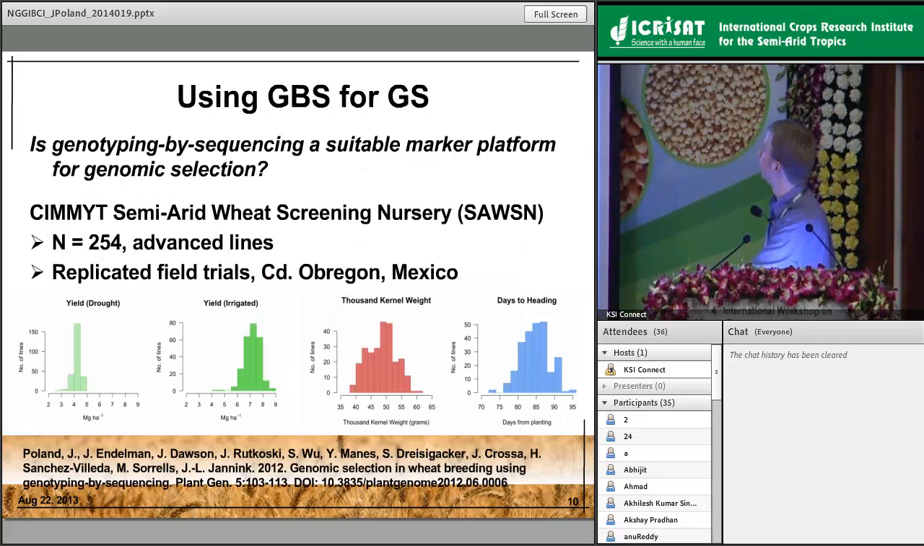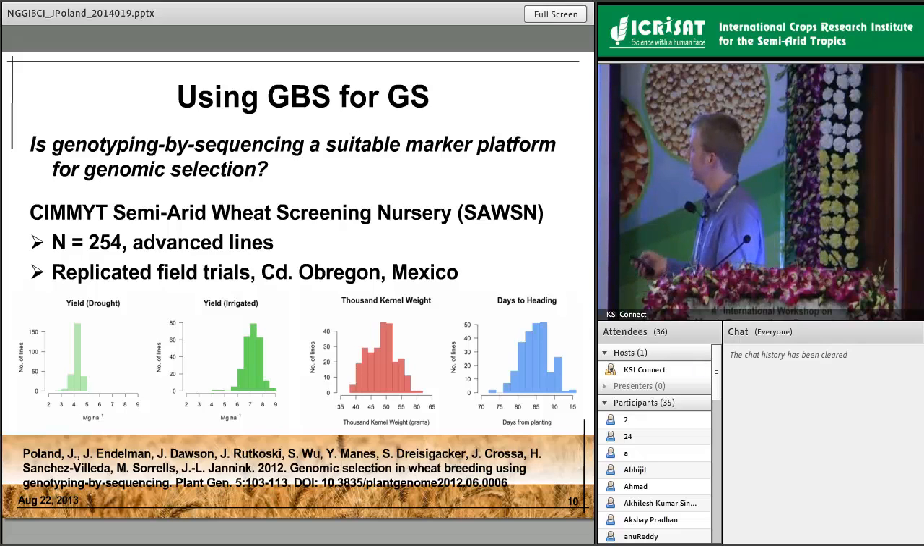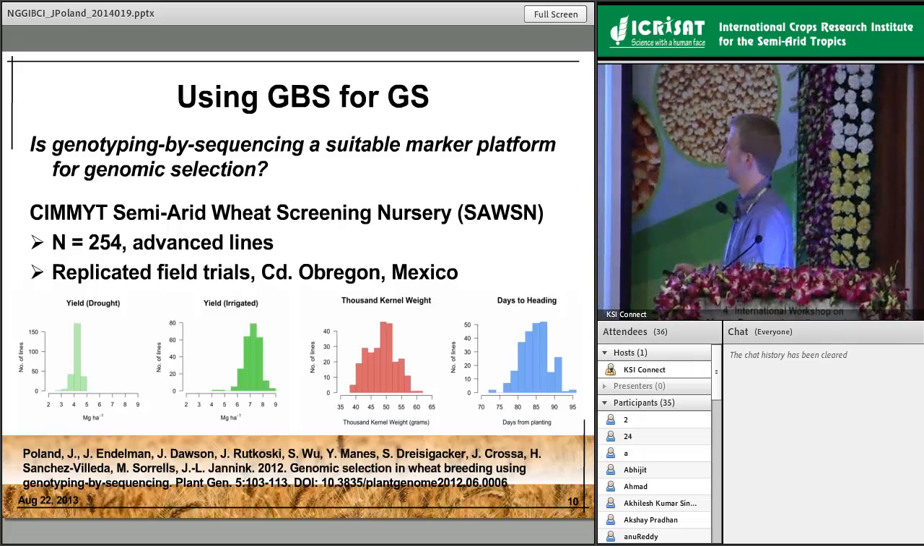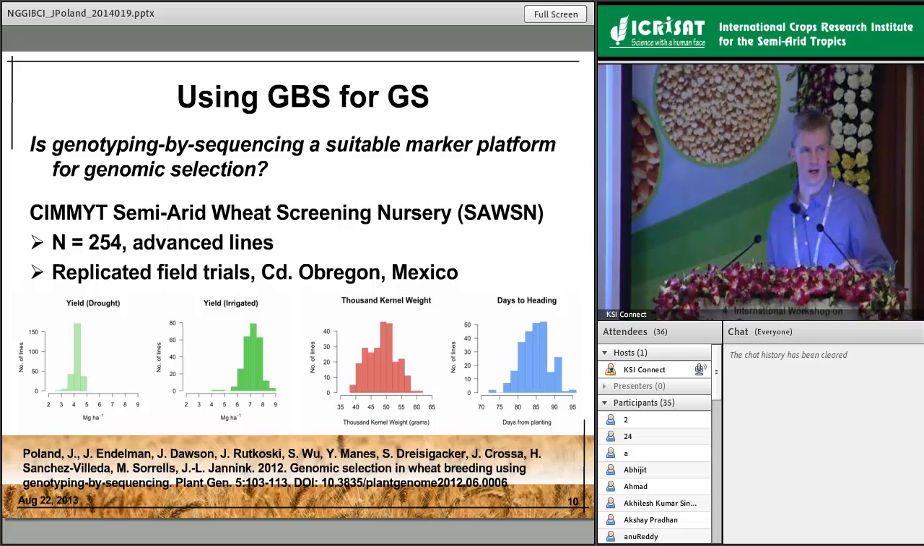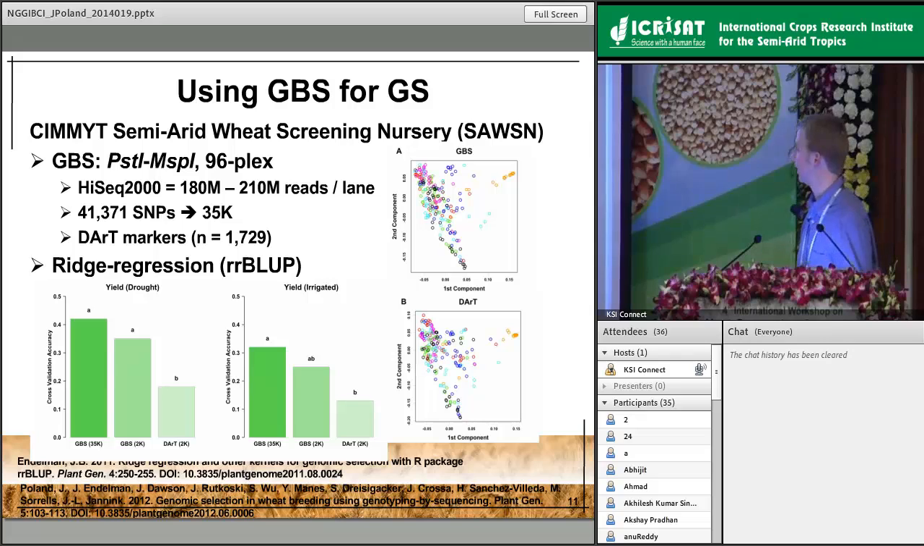This was our first study where we used GWAS for genomic selection, and it was really just the question: is it a suitable marker platform for GS? This was on some CIMMYT material from the Semi-Arid program. We had a pretty small set of lines, but enough. The key here was that these were in replicated field trials from Oregon, so really high quality phenotypic data from good replicated field trials.